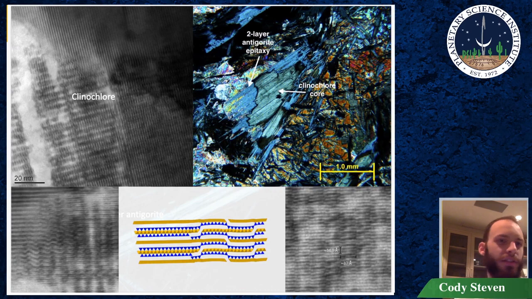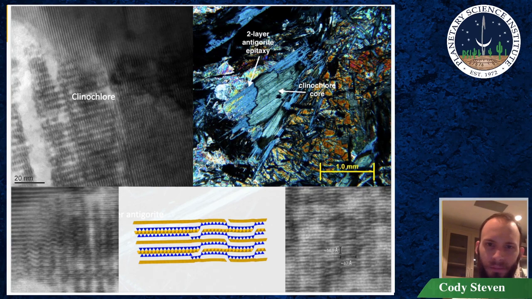This is just an example of some photos of the TEM textures. In this case, this is a clinochlore with an epitaxial overgrowth of two-layer antigorite. It's a specific type of serpentine that probably occurs at very specific temperatures. It's a rare polytype. The black and white photos are at the nanoscale. You can see the very planar structure of clinochlore, and then the wavy structure part is the antigorite, which is a modulated structure.